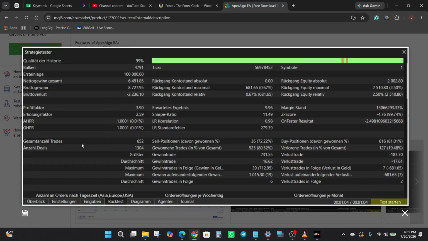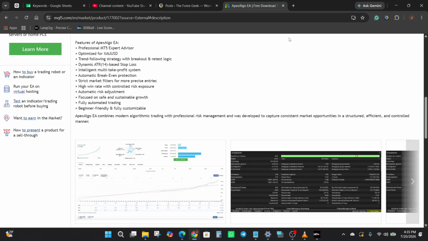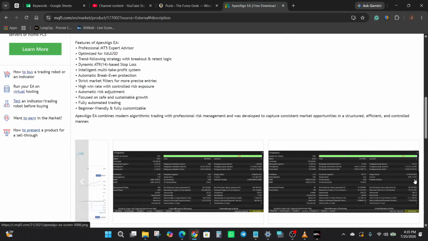Then we had 652 total trades taken, out of which 525 were profitable. So that gave us an 80.52% win rate. It's quite a nice win rate. It's an excellent win rate actually. So this looks good. Let's quickly head over to our strategy tester and see how the EA performed during the period of our own back testing.